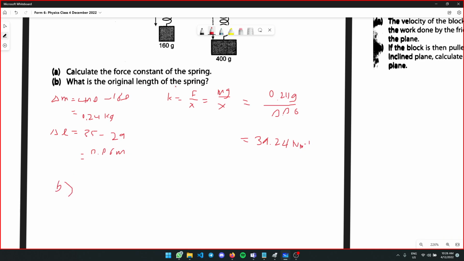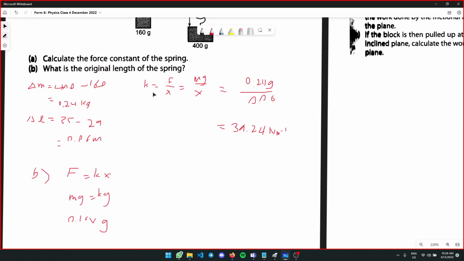Now to part B. What is the original length of the spring? You already know how to find this. F equals kx. Use this again. Remember that mg equals kx when suspended. You can use the same way. That's the same force, not two different forces. So that would be 0.16 times g. You can take either one. I chose to take P. You can take Q also.